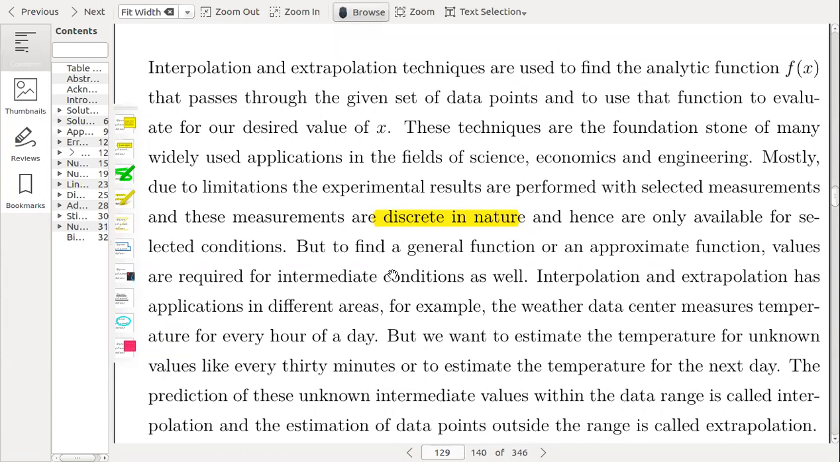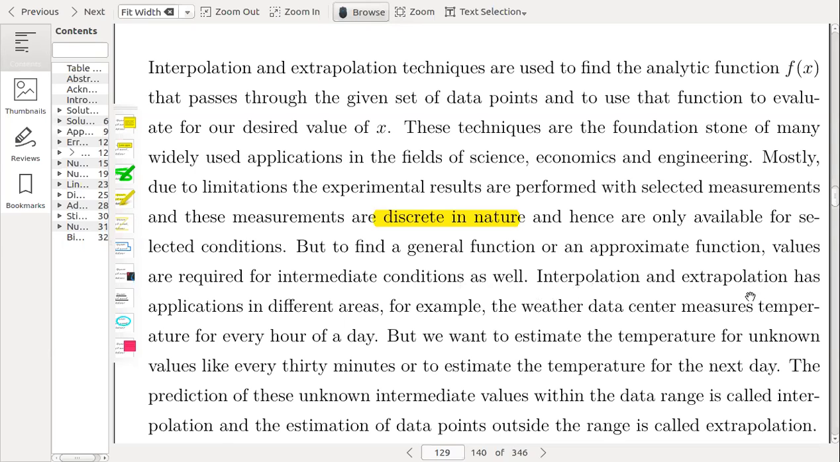But to find a general function or an approximate function, values are required for intermediate conditions as well. So to find the general function which can be fit over the given data, values are required for intermediate conditions as well. So to find the value which lies in between the given data, we require the values.